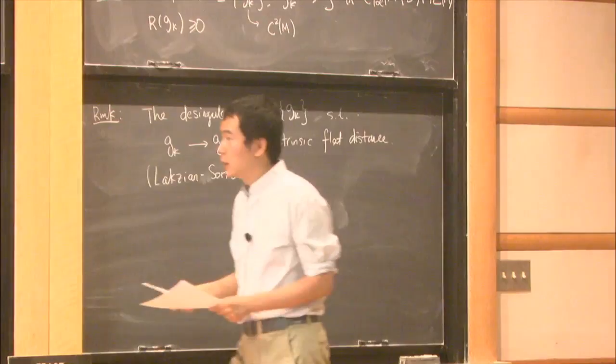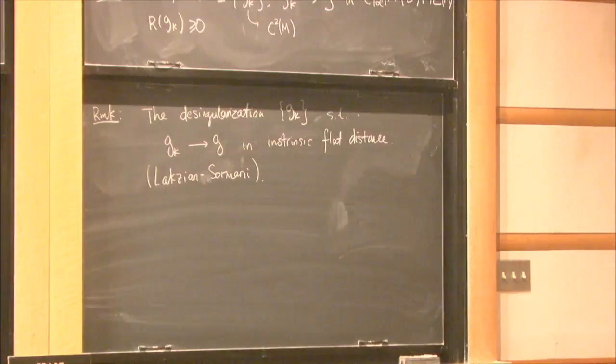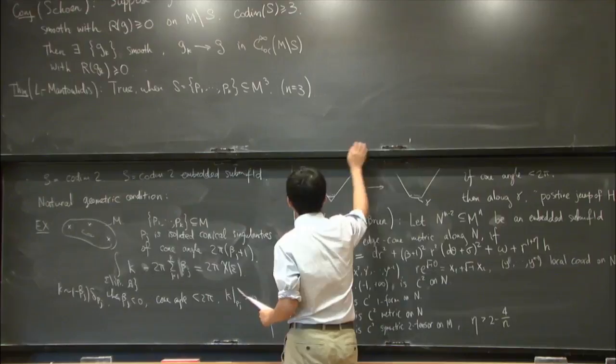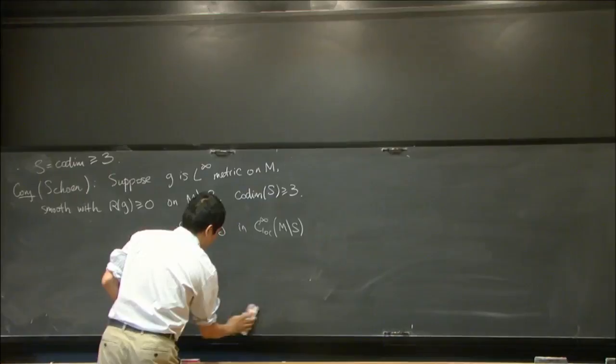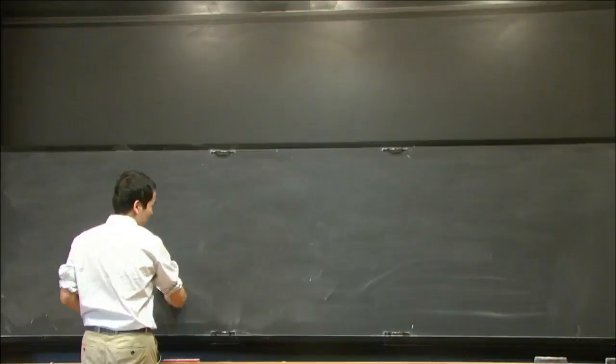All right, so let's see, what's the time? Okay, maybe I'll talk about some proofs and then we'll take a rest. All right, so let's mention a little bit of how one constructs this family of metrics G_k. All right, so the proof of the codimension 2 case.